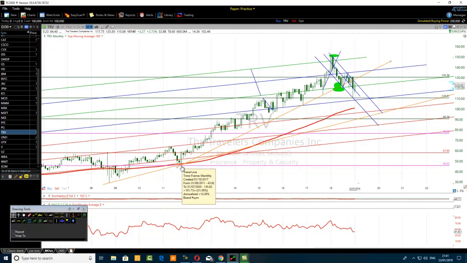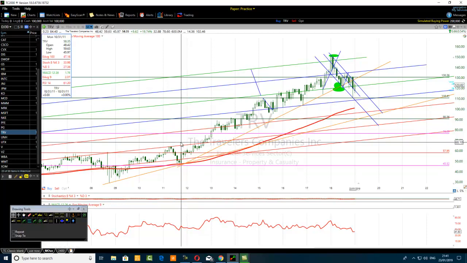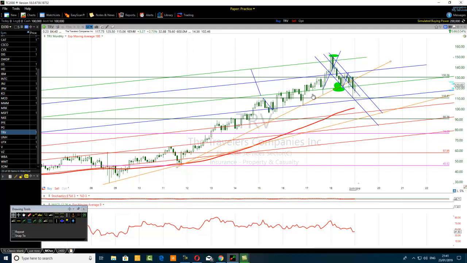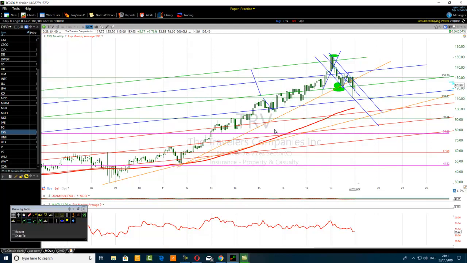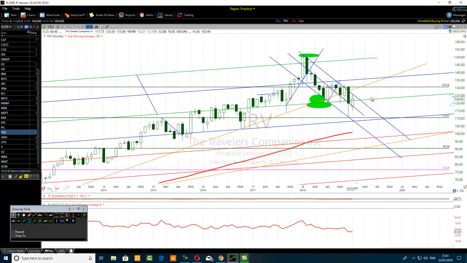I connect this low and that low. So you may say which one? The low of the month of October 2011 and the low of the month of November 2016. With those two lows, I draw my orange trend line. That's the orange line there. So map out the chart, trade on the edge.